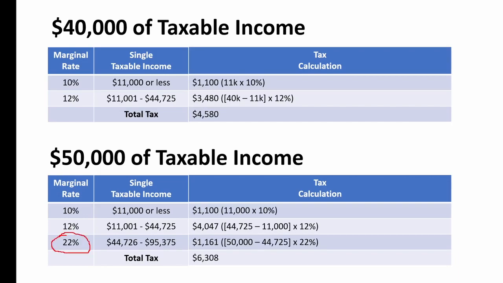But something to pay attention to is that $4,725 of that raise will be taxed at 12%. Why? Because the 12% bracket is maxed out at $44,725 and their prior taxable income was $40,000. The remainder of that bonus, $5,275, will be taxed at 22%. Doing the math, we realize that the taxpayer's tax liability will increase from $4,580 to $6,308 after a bonus of $10,000. That's only an increase of $1,728.